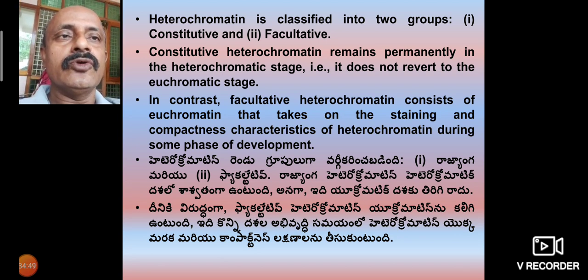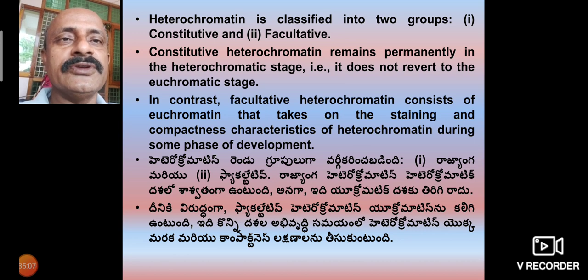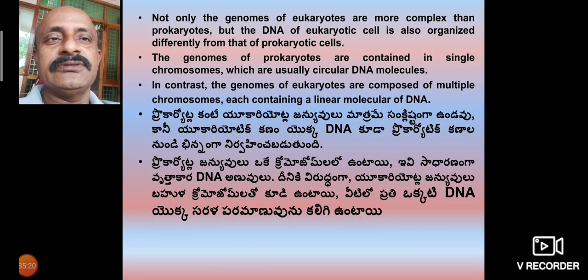The constitutive heterochromatin remains permanently in the heterochromatin stage. It does not revert to euchromatin. In contrast, facultative heterochromatin can change between euchromatin and heterochromatin during some phases of development. The constitutive type is permanently in the heterochromatic stage and does not change its dark color, but the facultative type can change.